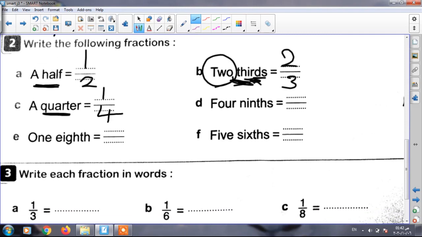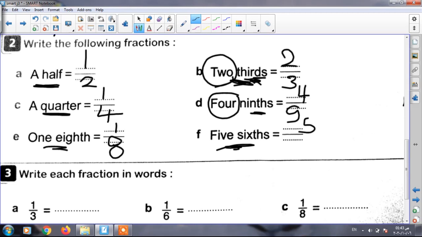The next one, 4/9. What will I do here? I will write 4 up in the numerator, and down I will write what? 9 in the denominator. The next one, 1/8. Here I will write up 1 and down 8. Here 5/6. Here I will write what? 5 up in the numerator, and down I will write 6.